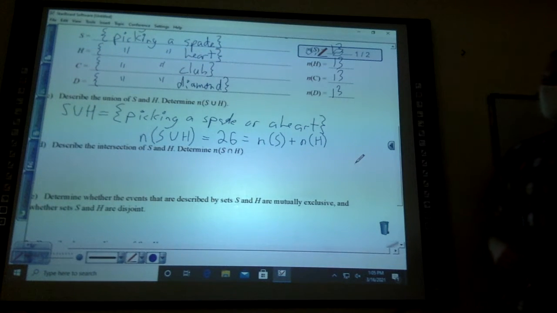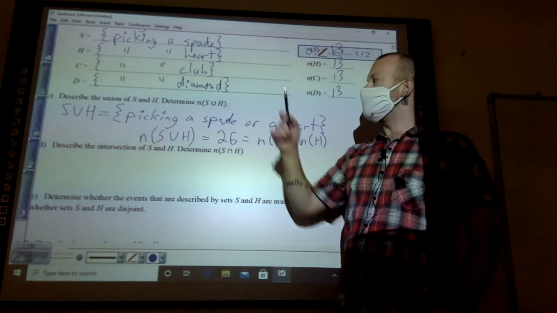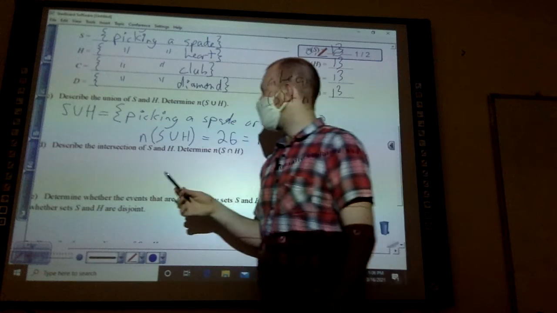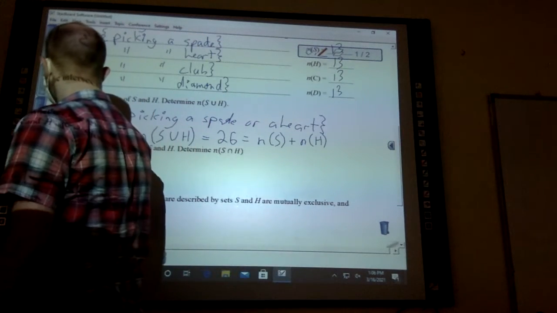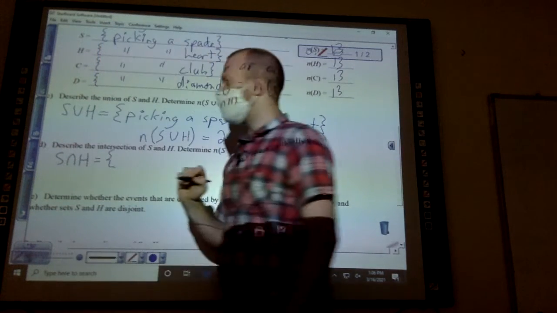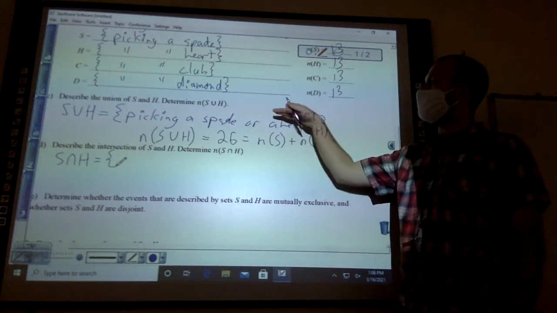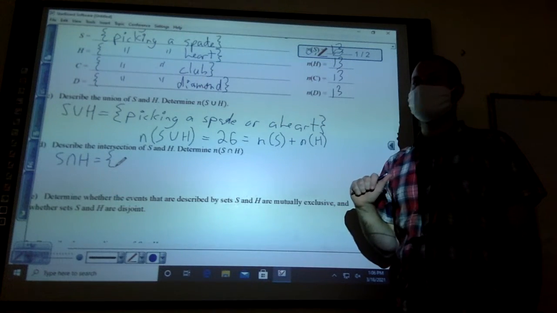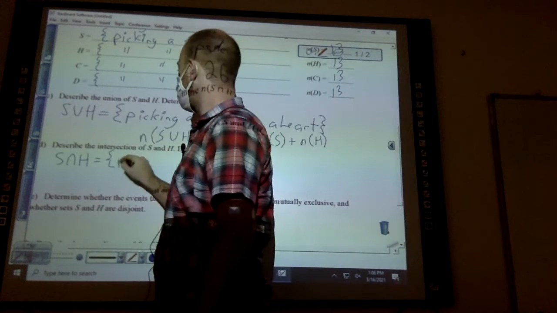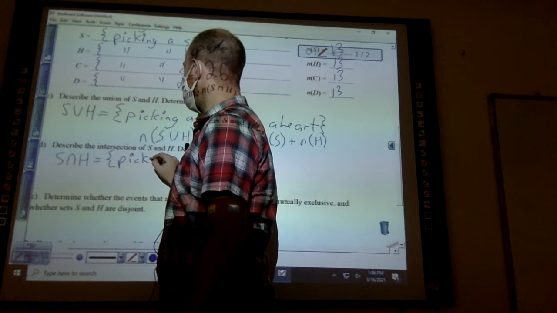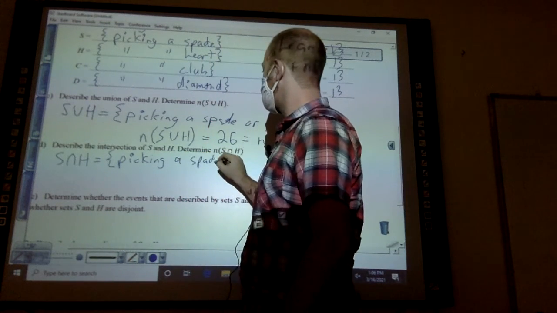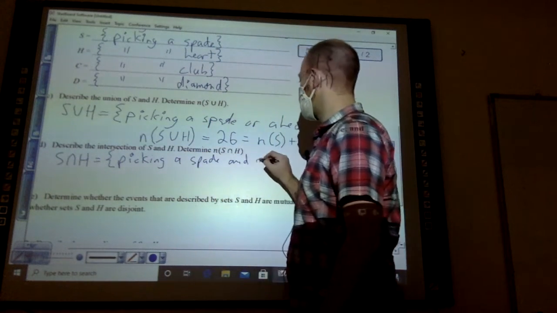So now let's look at the intersection. So union, again the U, intersect means S and H. So if I were to define what S and H are, what would this be? Here I define picking a spade or a heart. A spade and a heart. Good. So we want to look at the set of picking a spade and a heart.